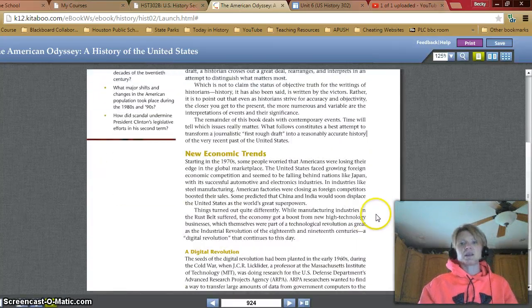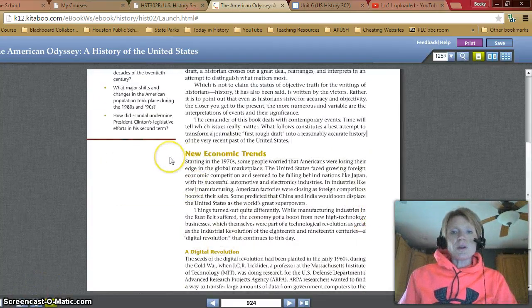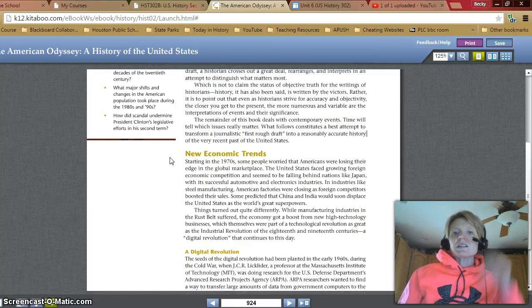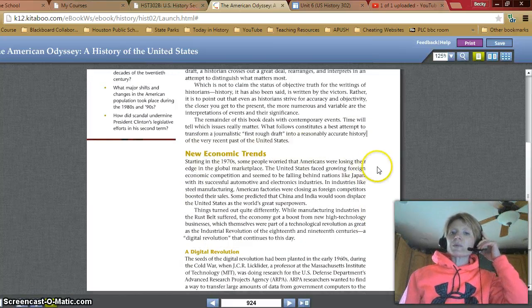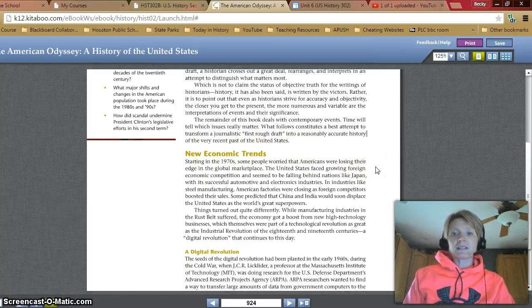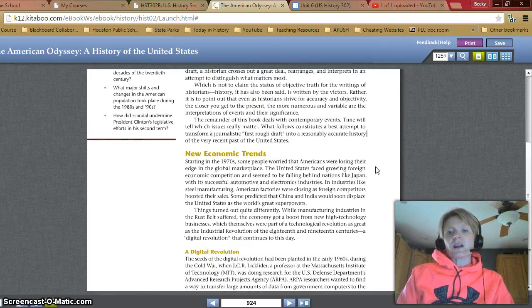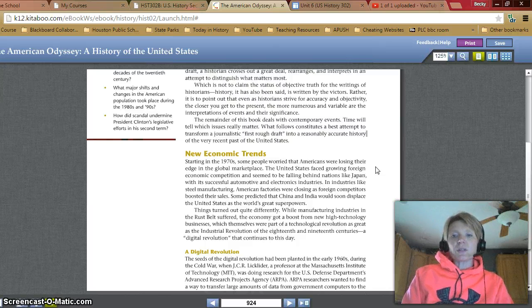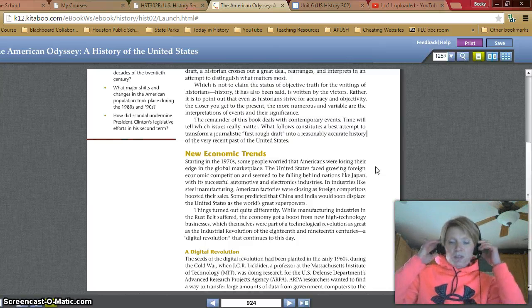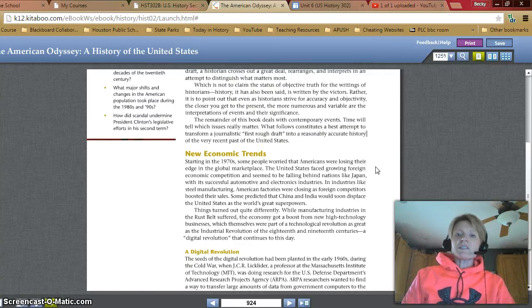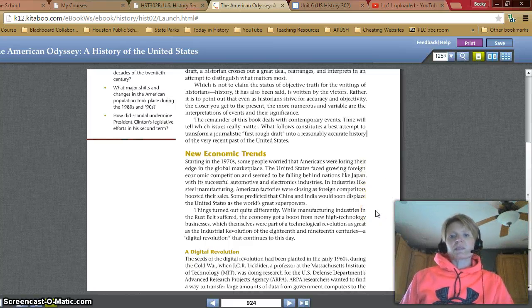New economic trends. Starting in the 1970s, some people worried that Americans were losing their edge in the global marketplace. The United States faced growing foreign economic competition and seemed to be falling behind nations like Japan, with its successful automotive and electronics industries. In industries like steel manufacturing, American factories were closing as foreign competitors boosted their sales. Some predicted that China and India would soon displace the United States as the world's great superpowers.